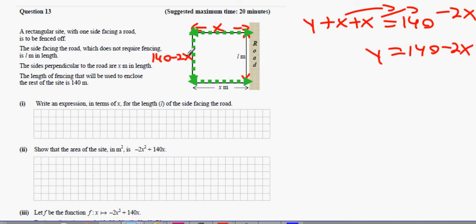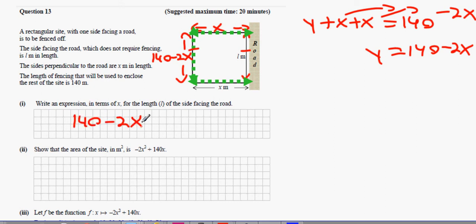Write an expression in terms of x for the length L of the side facing the road. Well, the side facing the road is the same length as this side that needs the fencing because it's a rectangle basically, right? So it's going to be 140 minus 2x.